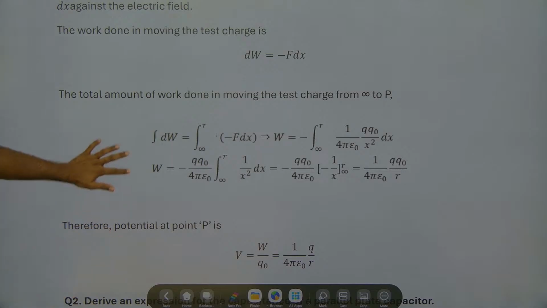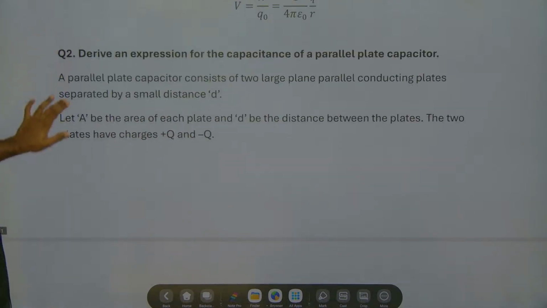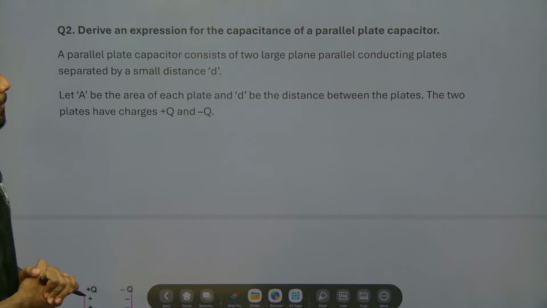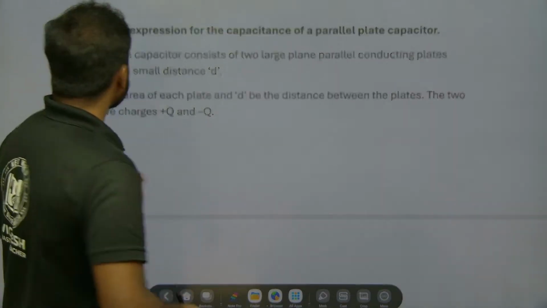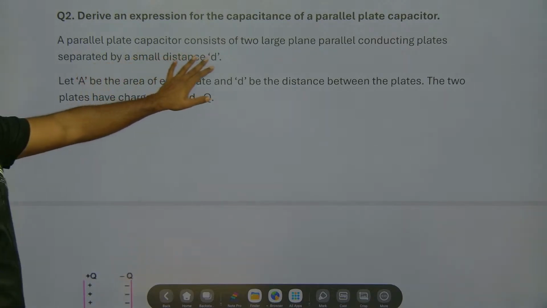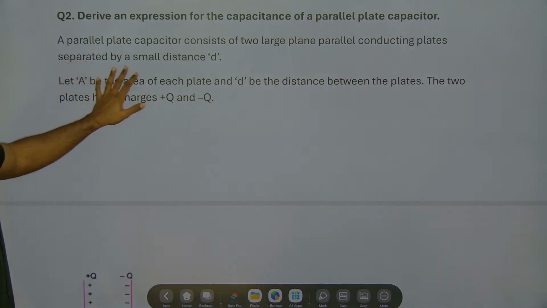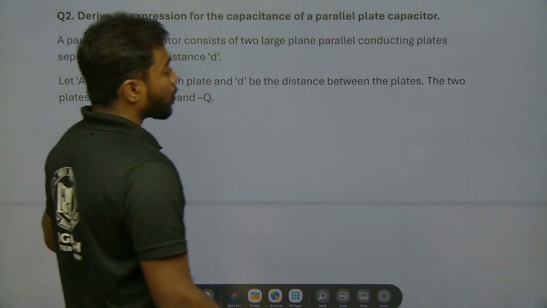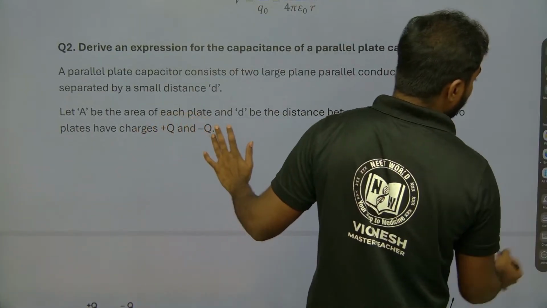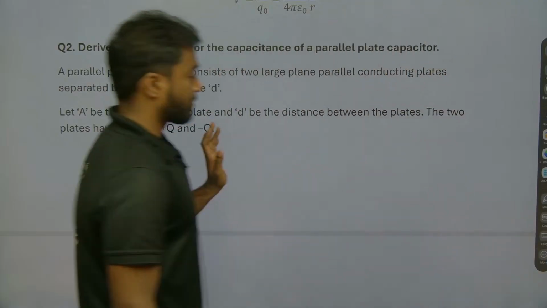The next question is: derive an expression for the capacitance of a parallel plate capacitor. A parallel plate capacitor consists of two large plane parallel conducting plates separated by a small distance. The parallel plates will look like this.